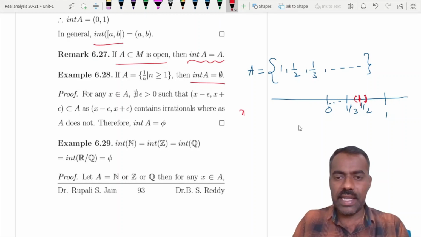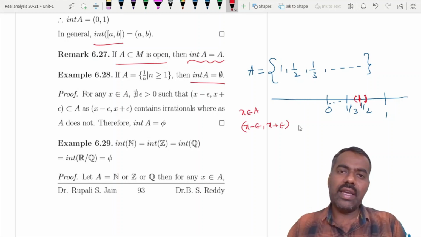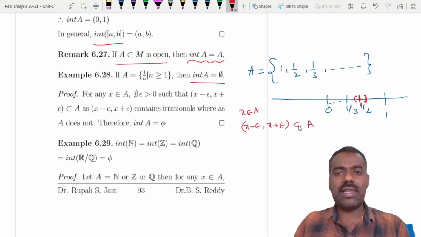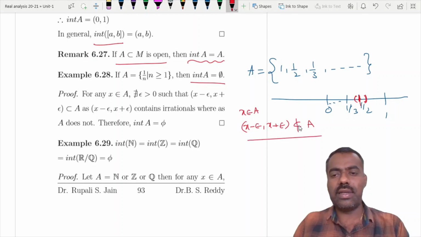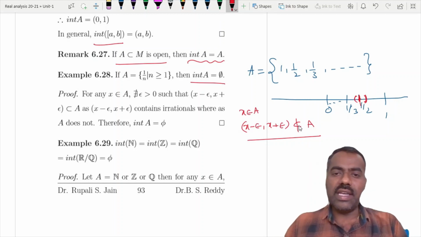Take any x in A. Then any open interval around x is nothing but, on the real line, x minus epsilon to x plus epsilon, which is an interval. We already proved that every interval contains rational numbers as well as irrational numbers. So in particular it contains irrationals, whereas A does not contain irrationals, so this is not true, right? No interval can be contained in A. Therefore, no point of A is an interior point.